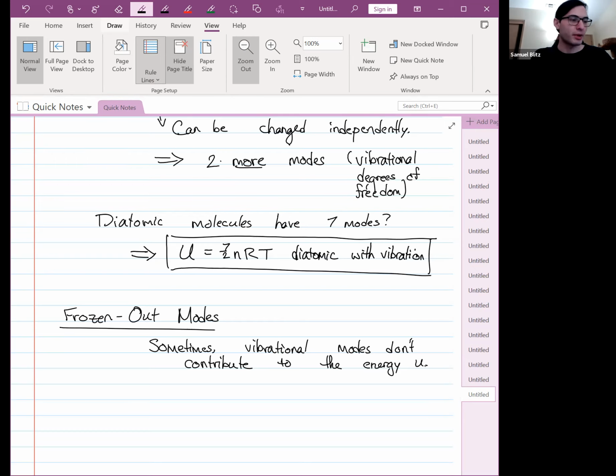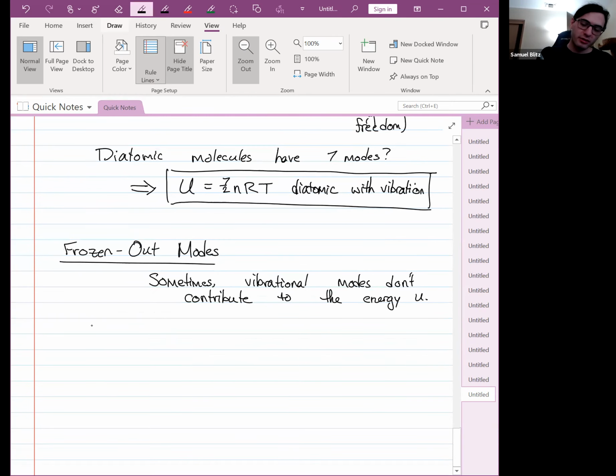So how would that happen? The reason why, and here's where things get unfortunately complicated, the reason why is quantum mechanics. It's another quantum effect.